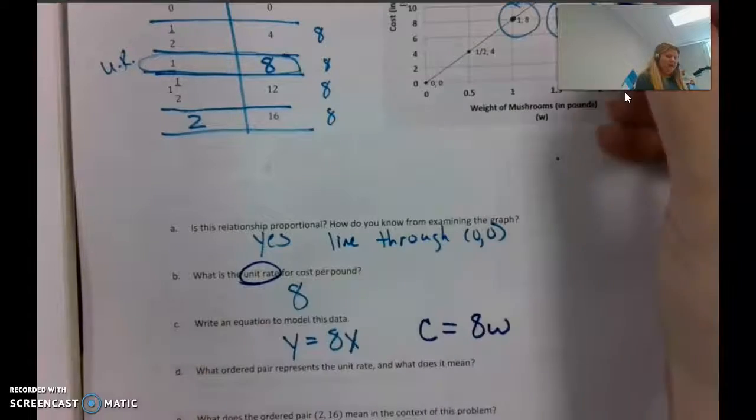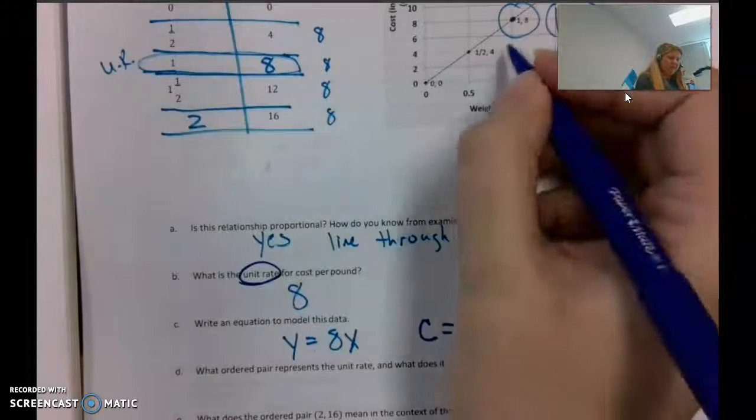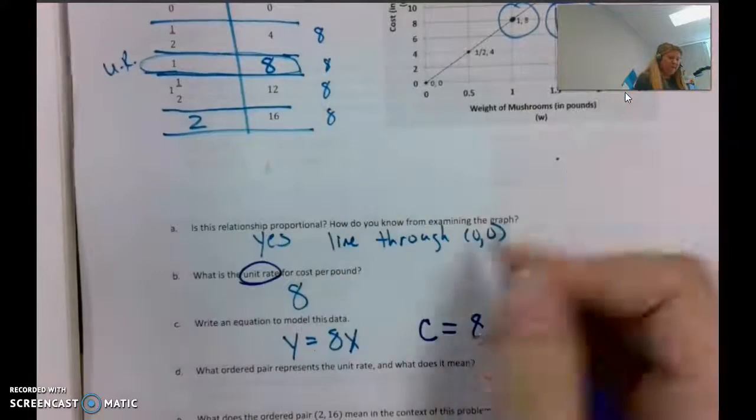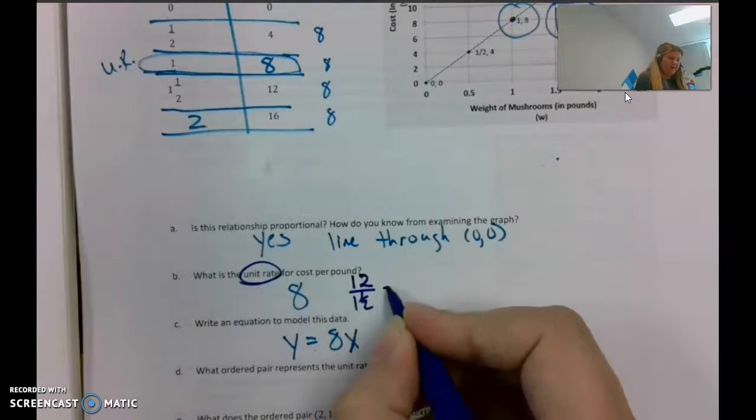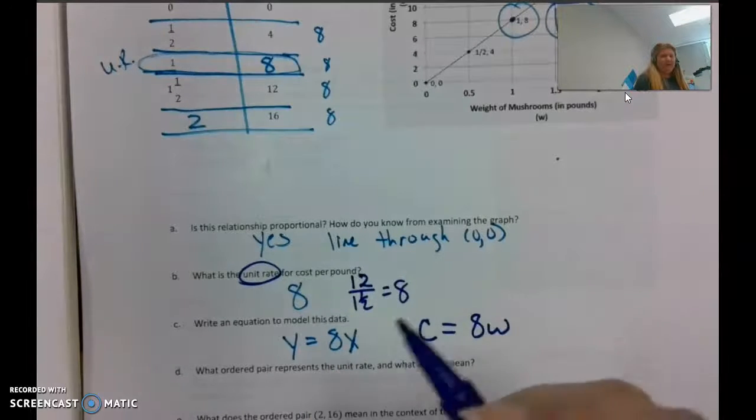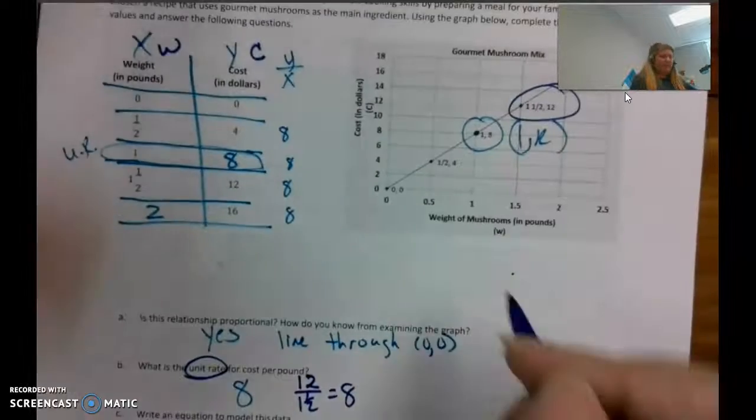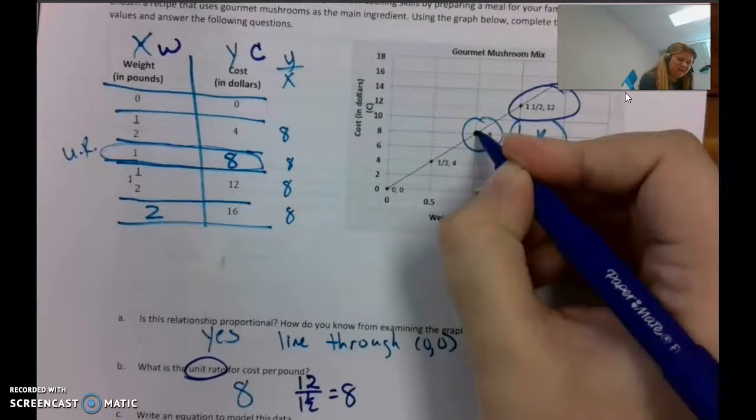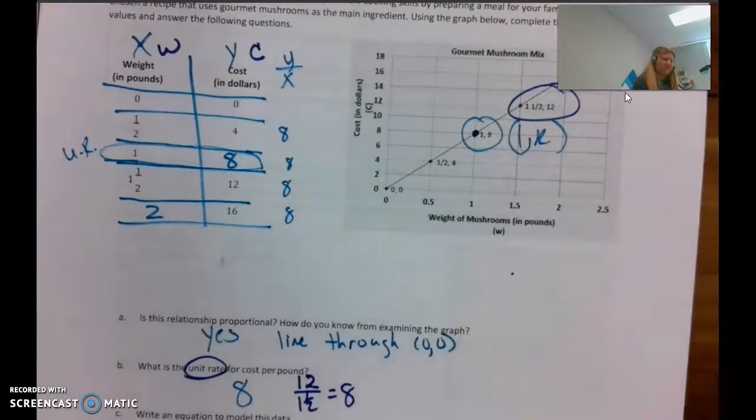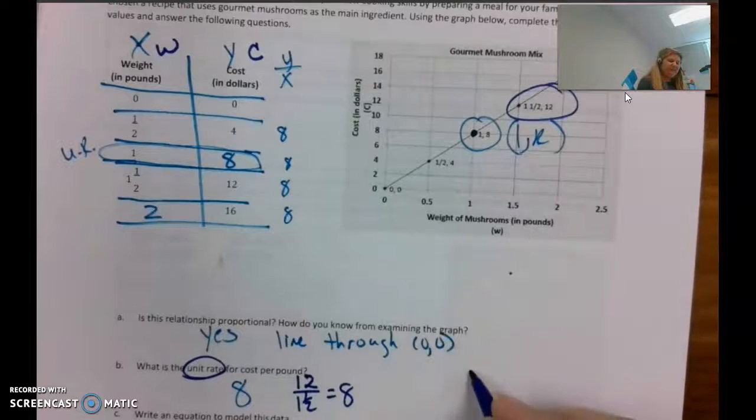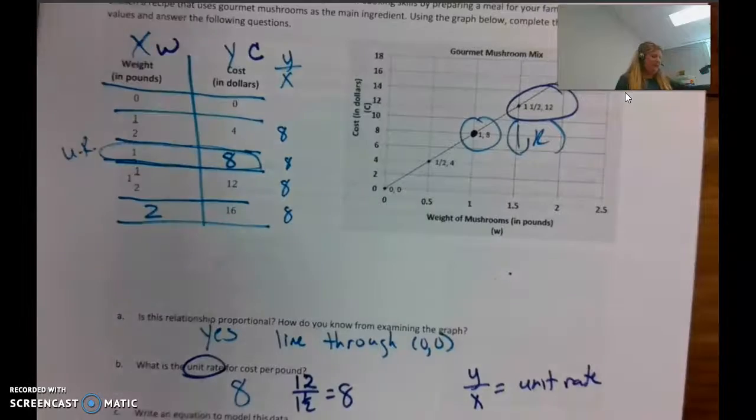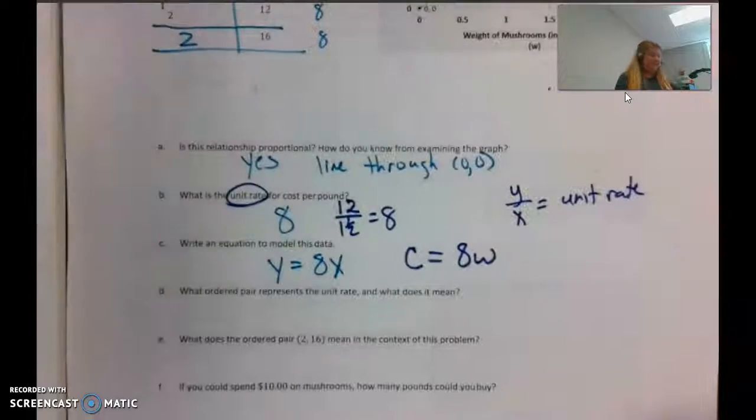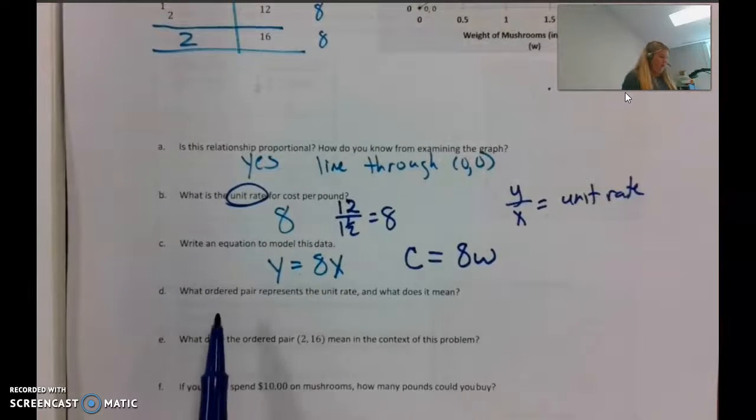For the unit rate, I could also pick any point, just like we did here, and I could do 12 divided by 1 1/2, get 8. Because sometimes you might not be able to tell what the 1 is on your graph, and in that case you can take any y value and divide it by x to get the unit rate, which we called k, or some mathematician back in the day called it k.